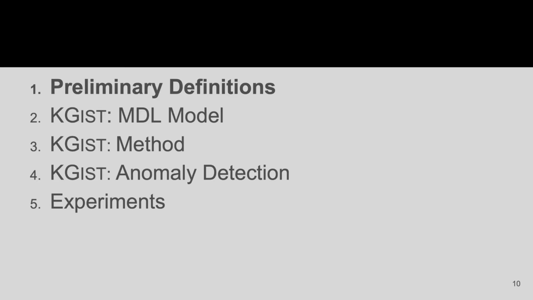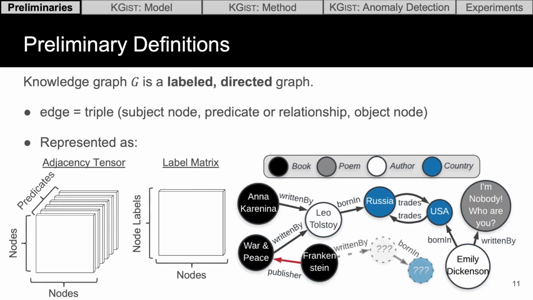And the last thing we'll show are some experiments evaluating all of these parts. A knowledge graph in this work is treated as a labeled and directed graph. As a graph, it consists of edges, or sometimes called triples, and these consist of a subject node, a predicate or relationship, and an object node.